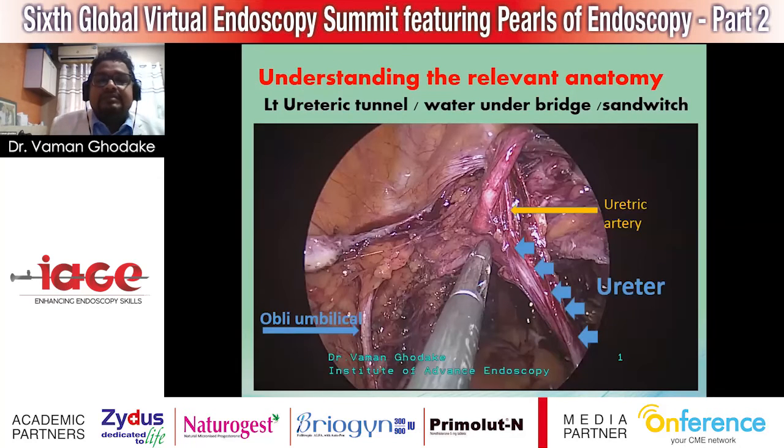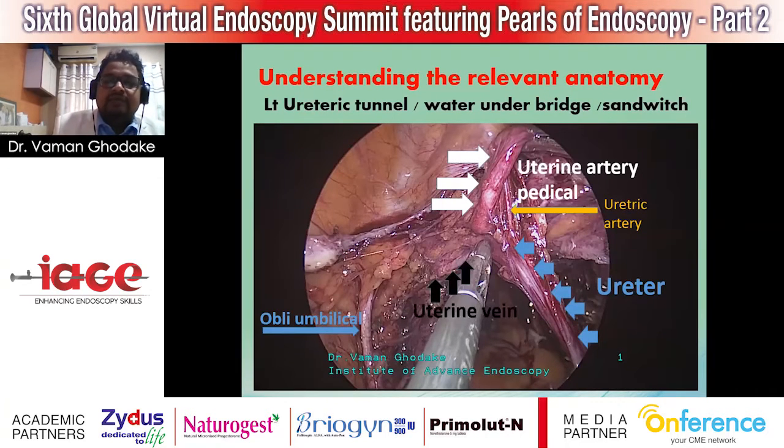Now, this is a beautiful image. Here you can see the uterine artery, uterine vein, and the structure in between. This is the ureter, and this is nothing but the ureteric tunnel, or you can call it water under the bridge, or the sandwich between the uterine artery and the vein, and this is the ureteric tunnel. If you remember this image, you will have a clear idea regarding the ureteric course at the tunnel.